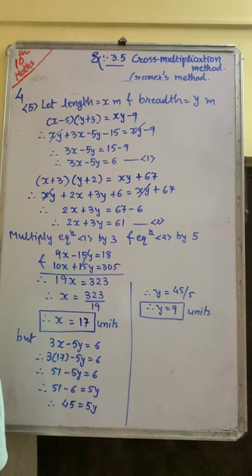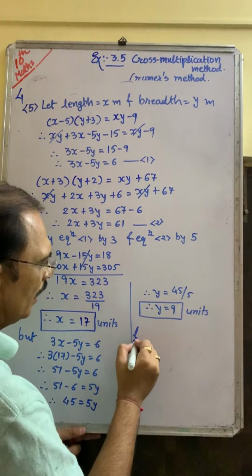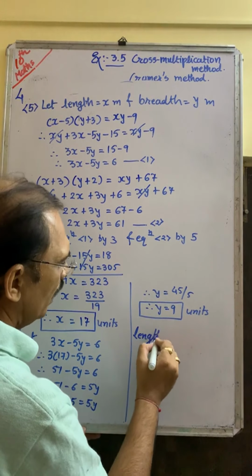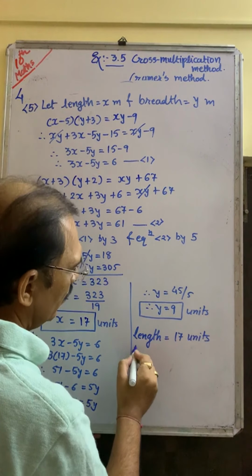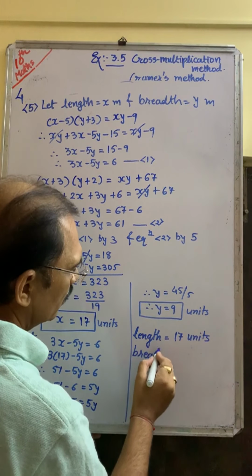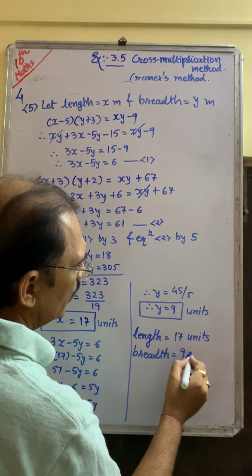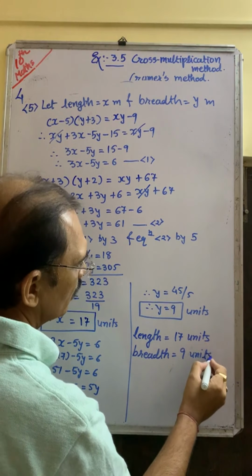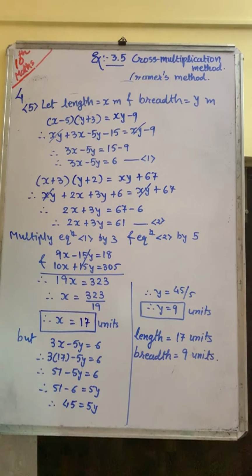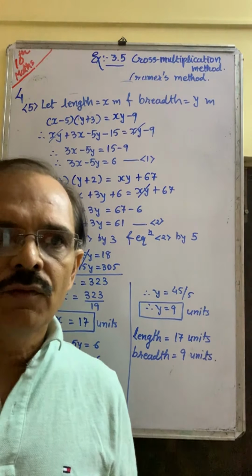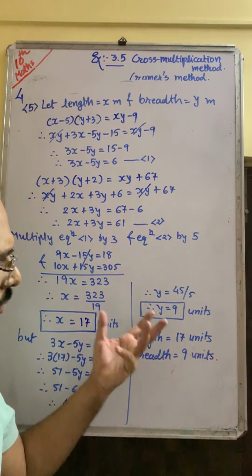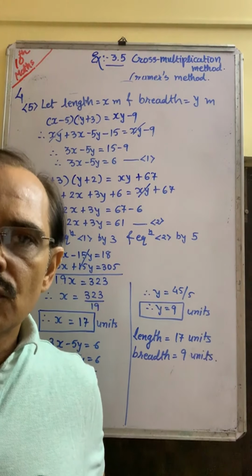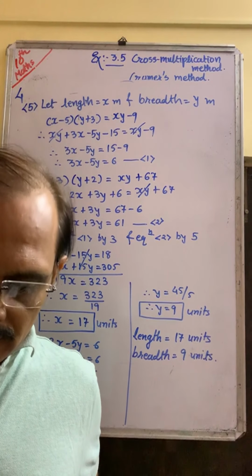What is the last question? Find the dimensions of the rectangle. Dimensions means length and breadth. So length is 17 units and breadth is 9 units. Okay, this is your exercise 3.5. Do it, repeat this problem sum again and again, note it down, right? That's it.